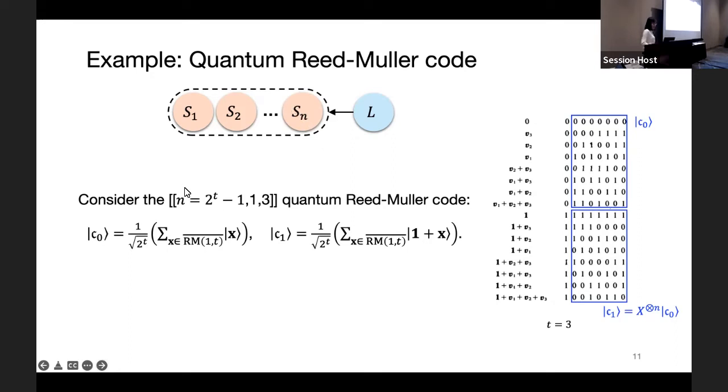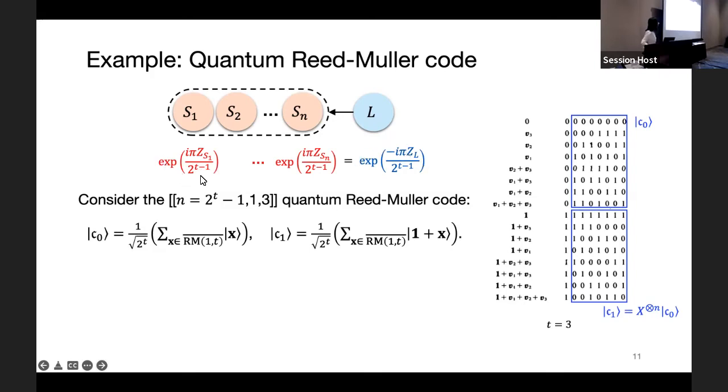Our first example is the quantum Reed-Muller code. Here n is equal to 2 to the power of t minus 1. For example, if t is equal to 3, we are going to consider this two-dimensional code, and we can write down all the Boolean functions with degree 1. If the first digit is 0, then the last 7 digits will give us the logical 0 state. And if the first digit is 1, the last 7 digits give us the logical 1 state. In fact, for this type of quantum Reed-Muller code, it's possible to prove that this logical rotation of Z can be implemented transversally.